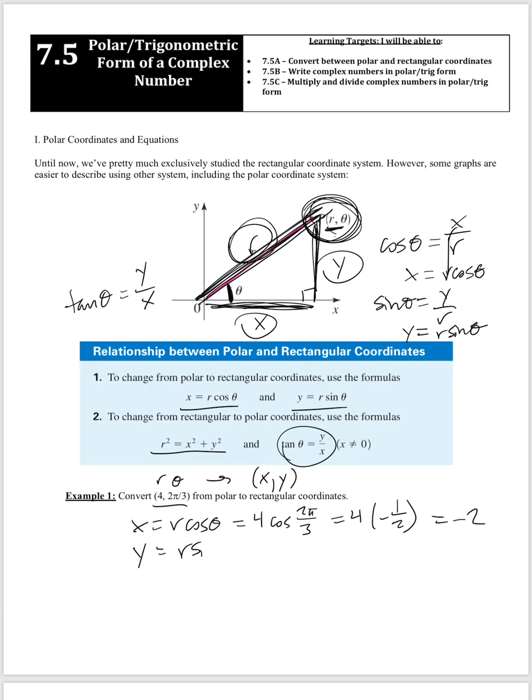And y is r times the sine of theta. So 4 times the sine of 2 pi over 3. And that's 4 times, sine of 2 pi over 3 is the square root of 3 over 2. Or 2 times the square root of 3 if I simplify that. So x, y, my rectangular coordinates are negative 2 and 2 square root of 3.